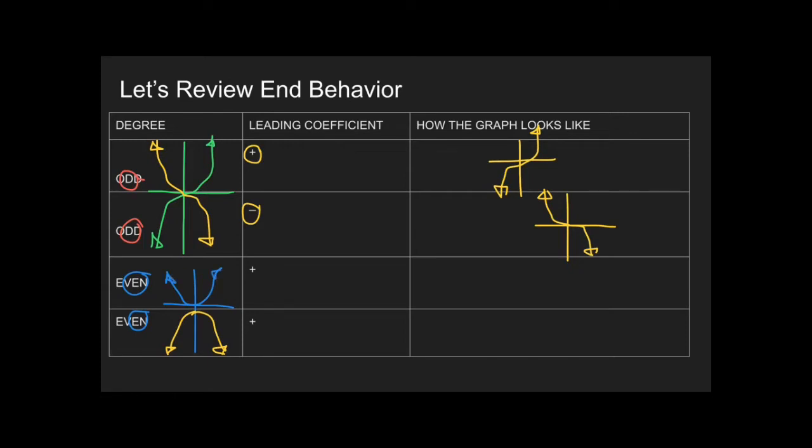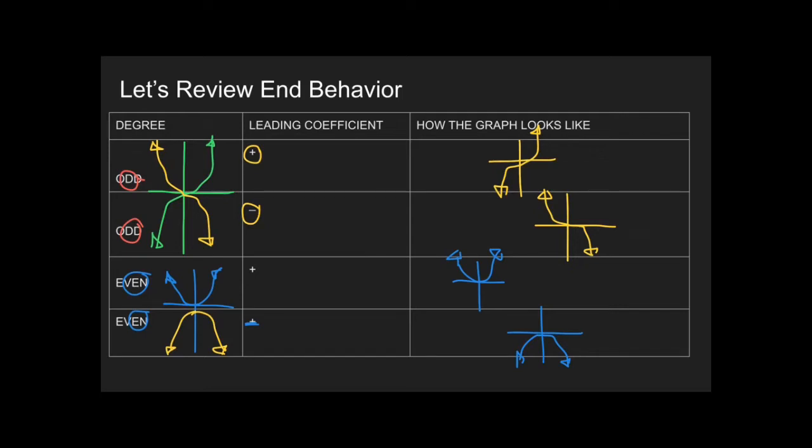In this scenario, if we were going to simplify and rewrite it here, for even degree polynomials with a positive leading coefficient, the graph should be directed up, while an even degree polynomial with a negative coefficient is going down. Again, this is a negative leading coefficient.